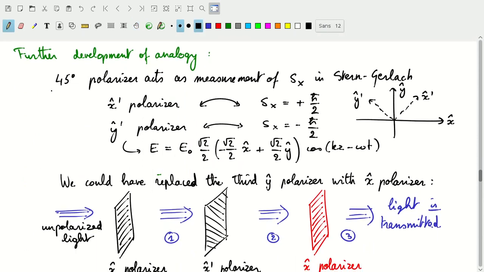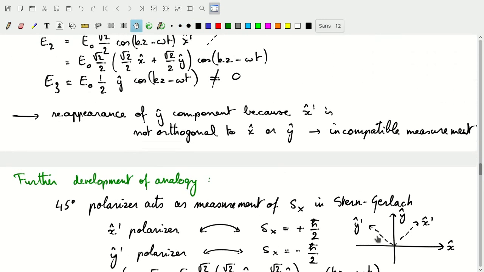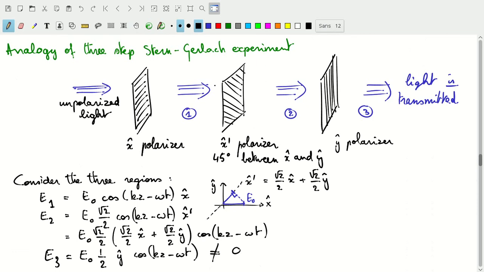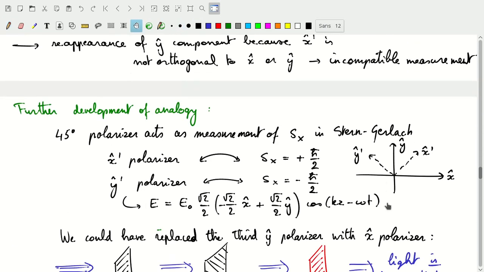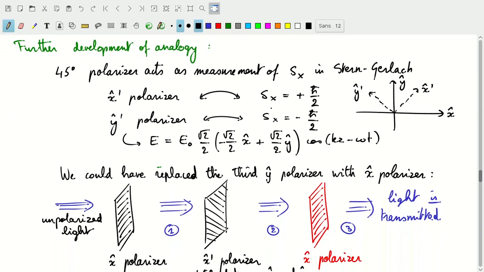So what happens now is that if we draw up the analogy between the Stern-Gerlach experiment and the measurements with these polarization filters, our x prime polarizer really acts as a selection on the x direction of the spin equals plus h bar over 2, and the y prime polarizer, if we were to have used a y prime polarizer in the second stage here, then we would have, of course, found a very similar result, and this acts as a spin selector for the x component of the spin equal to minus h bar over 2. So if we then write the field in the case of this y prime polarizer, we would have found something slightly different, there's just a minus sign here, but otherwise it's very similar.